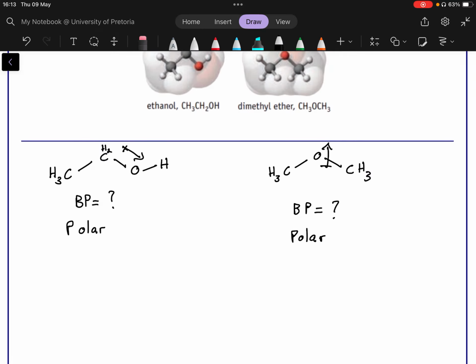So what differentiates between them? The thing that differentiates them is the presence of an OH bond here, and there's no OH bond in the other one. So we have here what we call the polar OH bond. And because of that, we have hydrogen bonding.